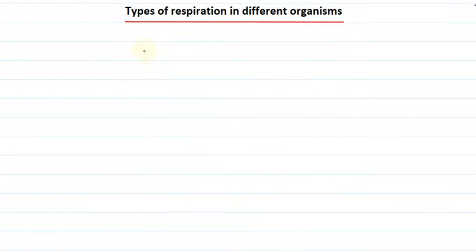The topic for today's video is types of respiration in different organisms. In our previous video, we have learned about different types of respiration, that is aerobic respiration and anaerobic respiration. So today let's see how different organisms respire. Okay, so we will start with the lower organisms.